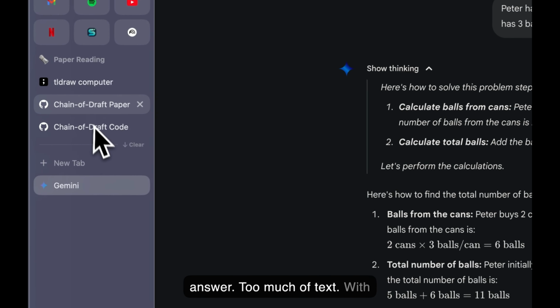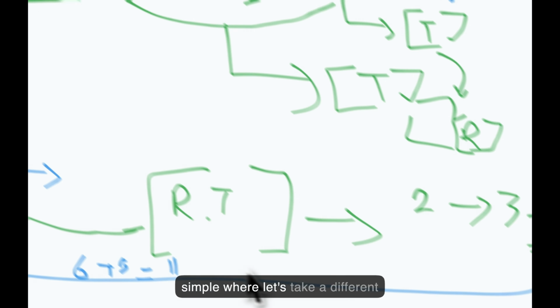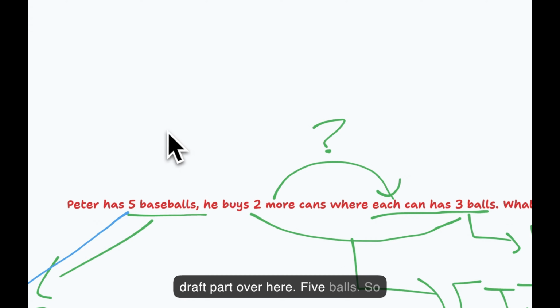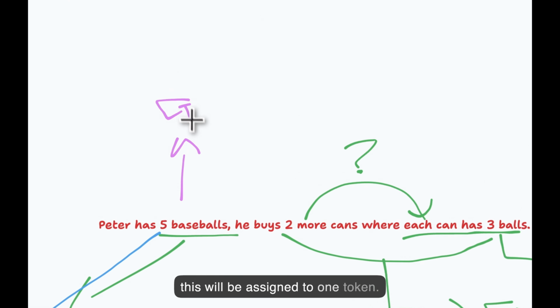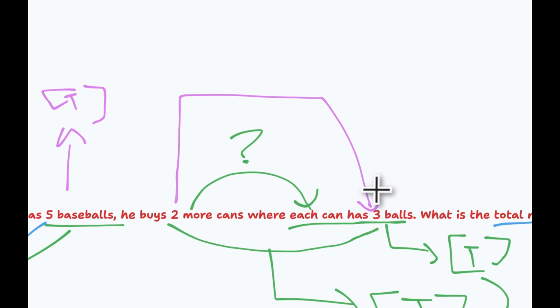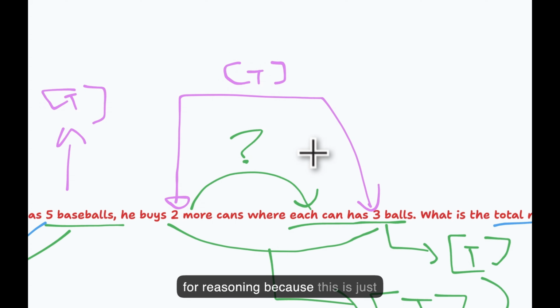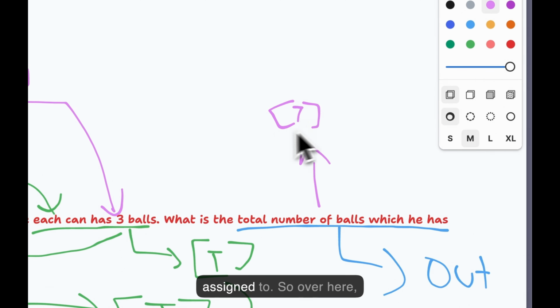Too much text. With chain of draft, it will be something simple, where let's take a different color to understand the chain of draft part over here. 5 balls. So this will be assigned to 1 token, right? And then this whole part will just be assigned to 1 token. No need for reasoning, because this is just a simple arithmetic problem. And then this will just have 1 token assigned to it.